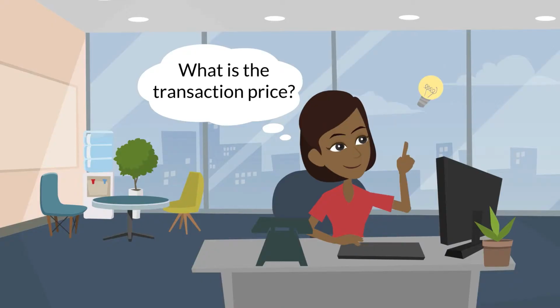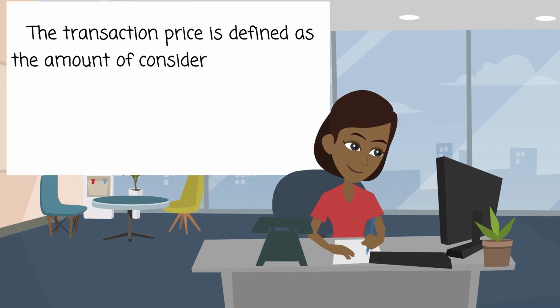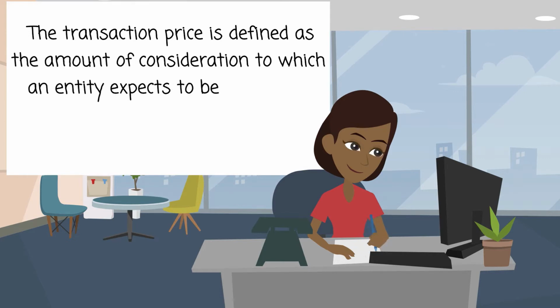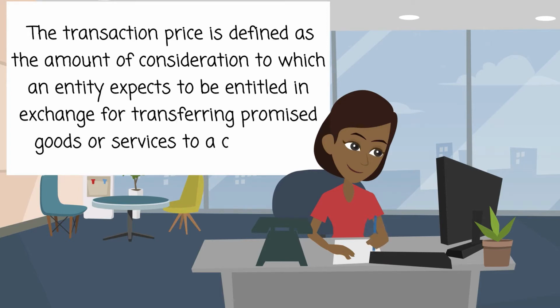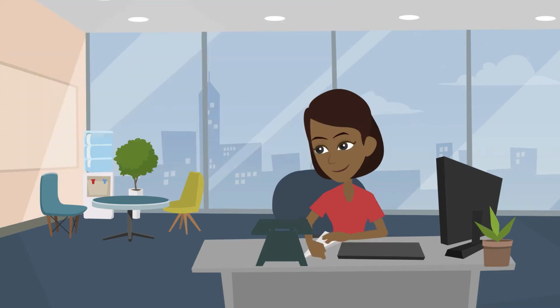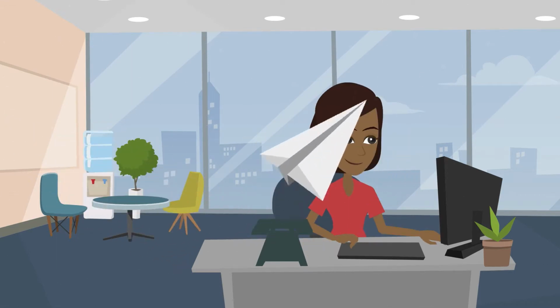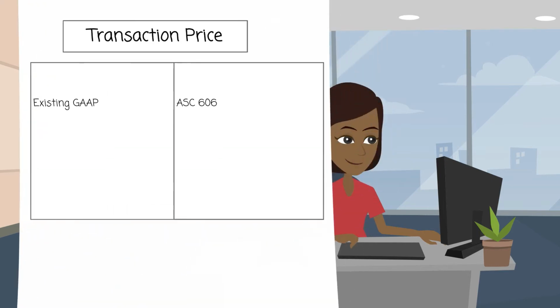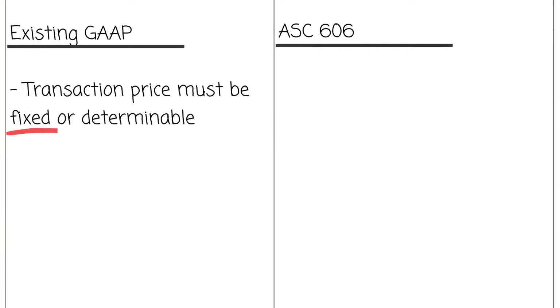What's the transaction price of a contract? The transaction price is defined as the amount of consideration to which an entity expects to be entitled in exchange for transferring promised goods or services to a customer. Seems simple enough, but this step represents a significant change from existing U.S. GAAP. Under existing GAAP, the transaction price had to be fixed or determinable.